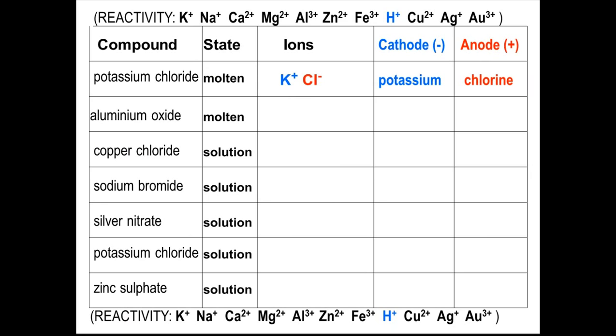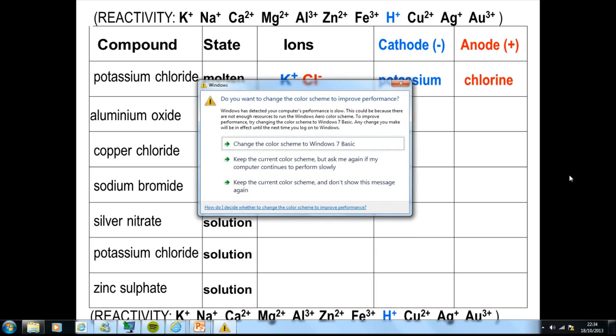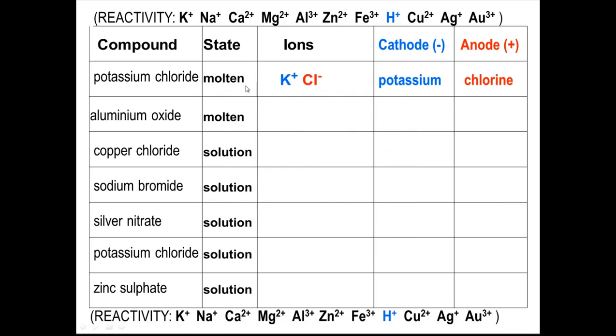Okay, so here are some example questions. What you can do at this point is pause the video and have a go at some of these questions. There's an example one that's been done for you, potassium chloride. Take note of the state there, so which ones are molten, which ones are in solution, and you've got to identify the ions that are present and what will be produced. Okay, so you can pause, have a go at those, and then have a look at the answers which are coming in a couple of seconds' time.